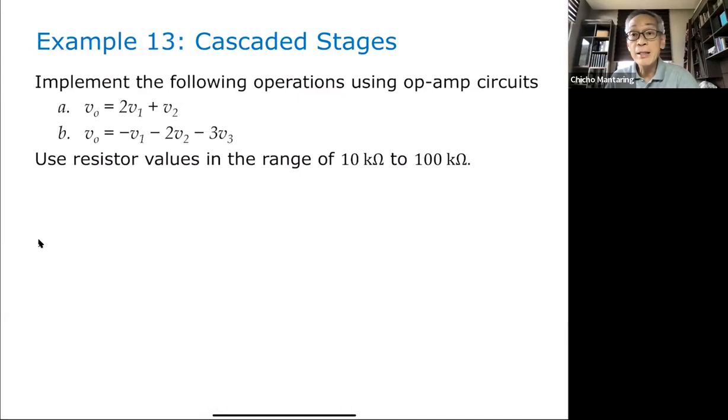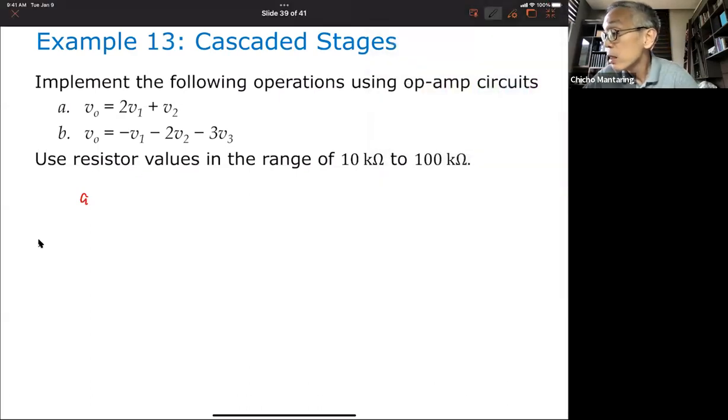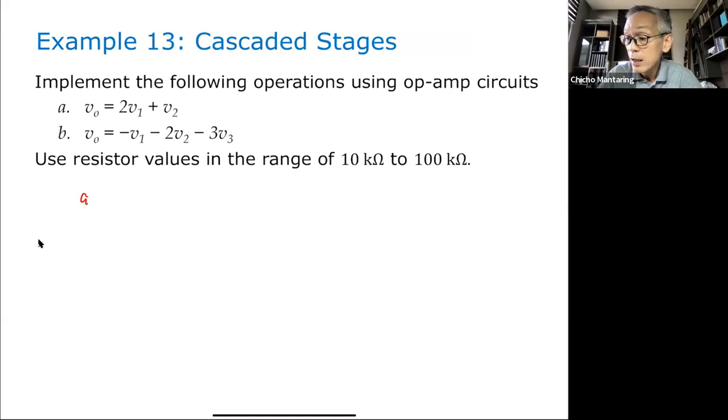Okay, so this is my last example for this afternoon. So again, this has to do with cascaded stages. Implement the following operations using op-amp circuits. Okay, so for this, item A, let me just write it. V of O equal to 2V1 plus V2.